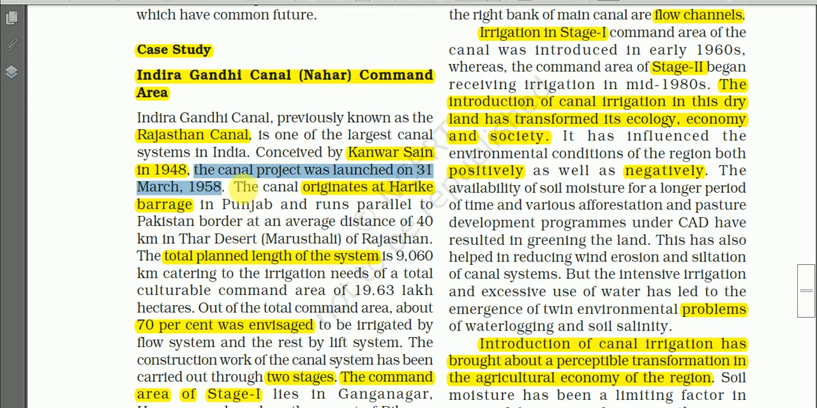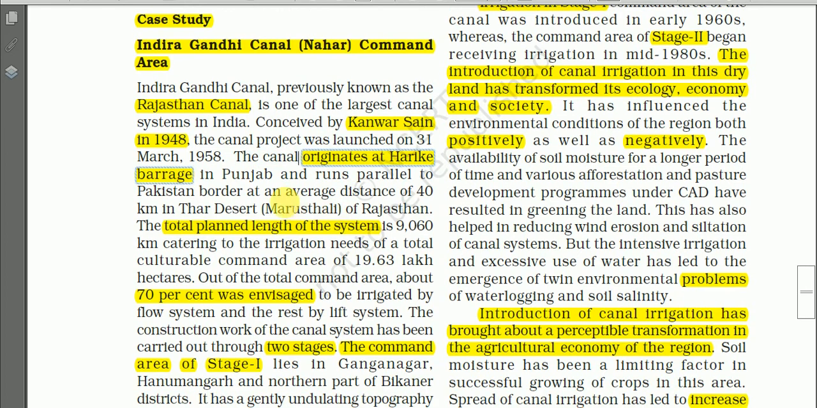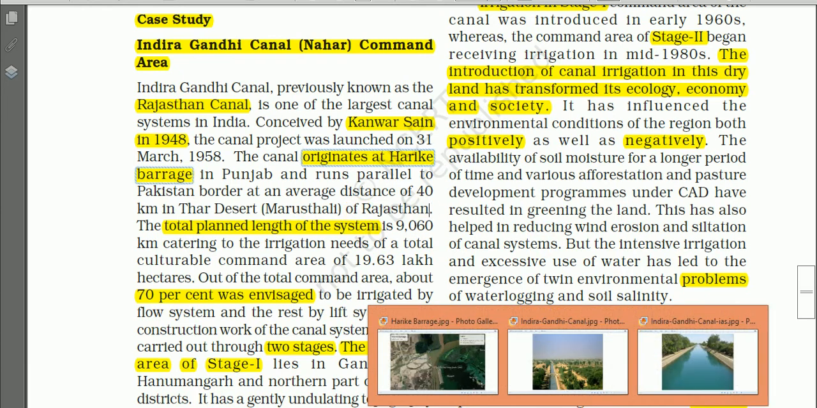1958. As you have seen earlier, the canal originates at Harike Barrage in Punjab and runs parallel to the Pakistan border at an average distance of 40 kilometers in the Thar Desert, Marusthali, that is the western part of Rajasthan. So now let us see a photograph of it. See here.